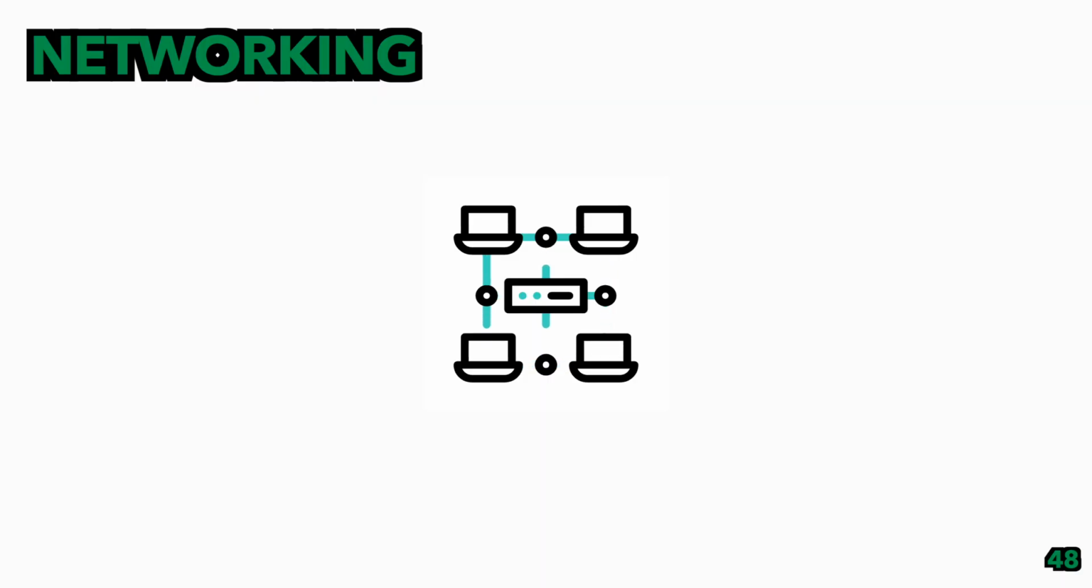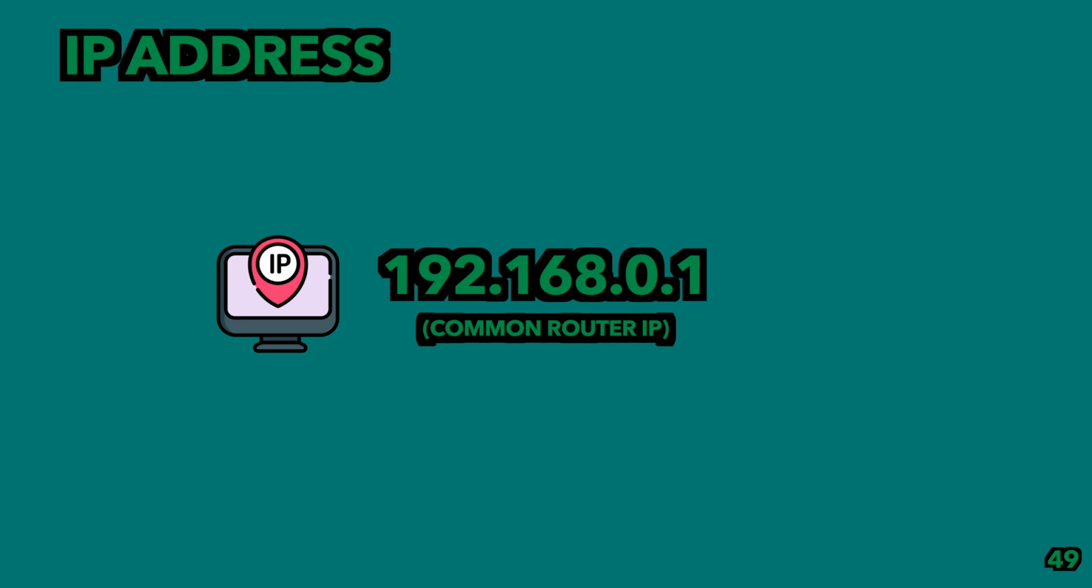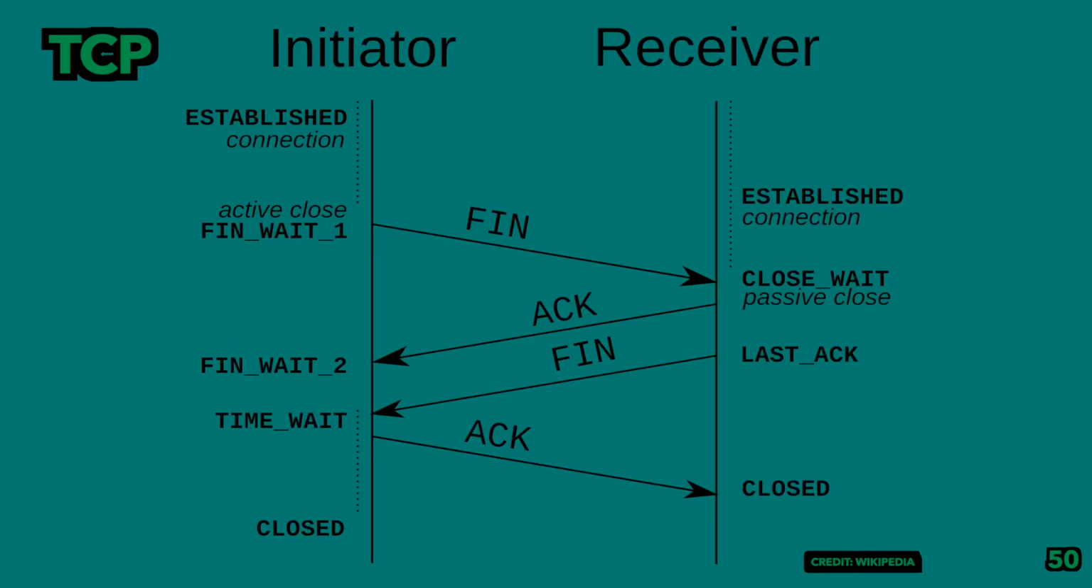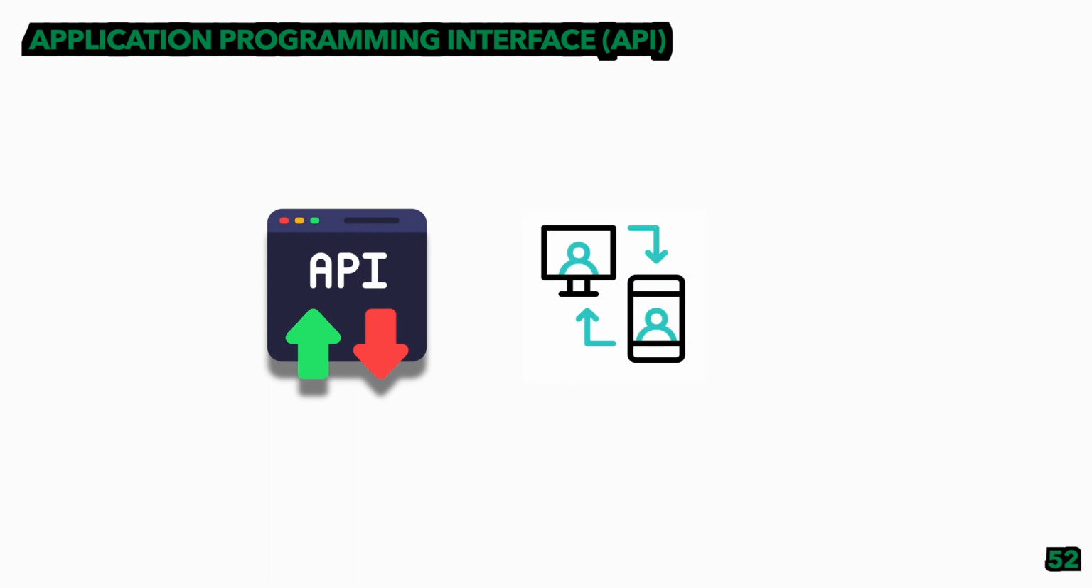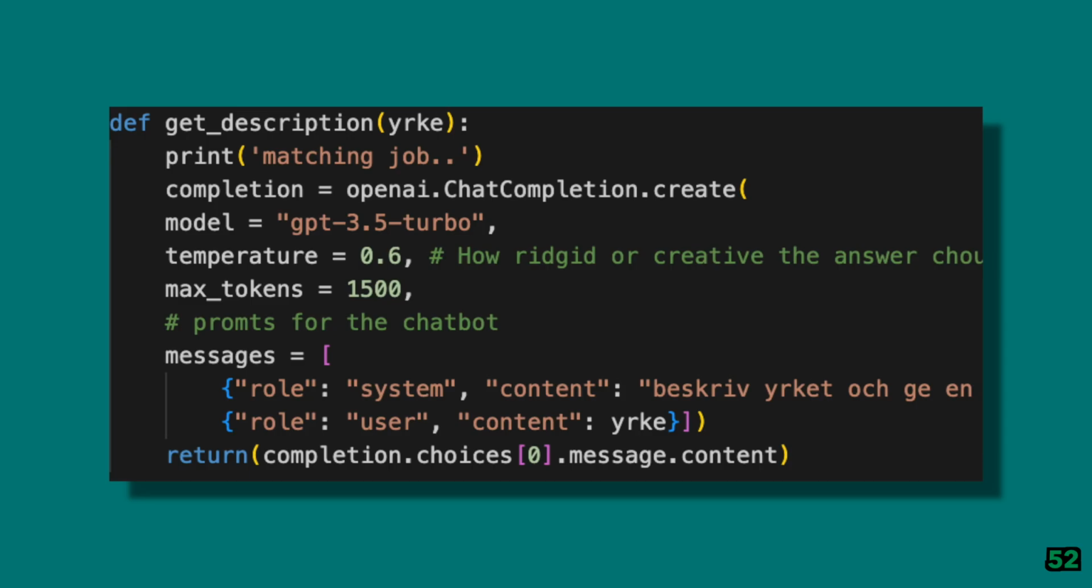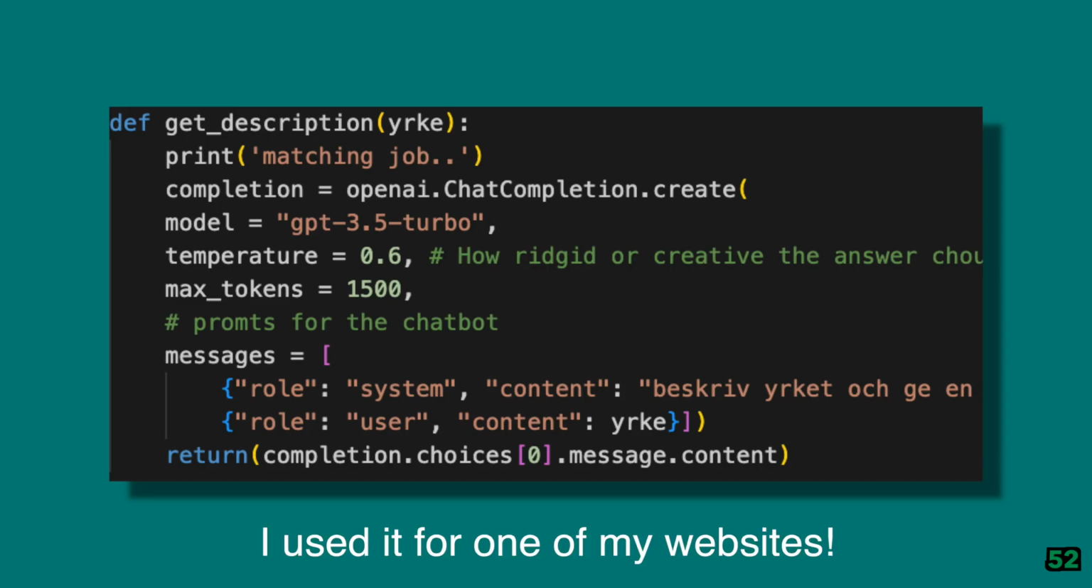Networking is fundamental when it comes to programming, at least if you want to reach beyond your own computer. An IP address is a unique identifier for a device on a network. TCP is a protocol that allows devices to connect to each other in order to transfer data. UDP is a TCP alternative that is faster but less reliable. APIs are a common way for devices to interact with each other, such as by using the ChatGPT API to use ChatGPT inside your application.